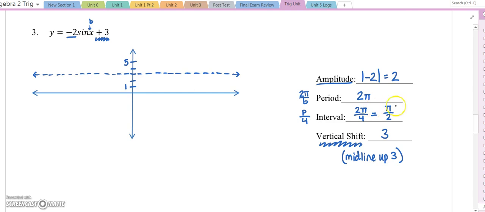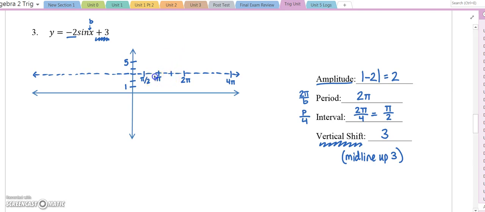Last step is to get my x values. Now I'm going to label them up here on my new midline. So again, 2 periods, that would be ending at 4 pi. So cut that in half and we have 2 pi. Cut that in half and we have pi. Cut that in half and we have pi over 2. And then we just keep moving along and halving things. It's the easiest way to get these numbers.